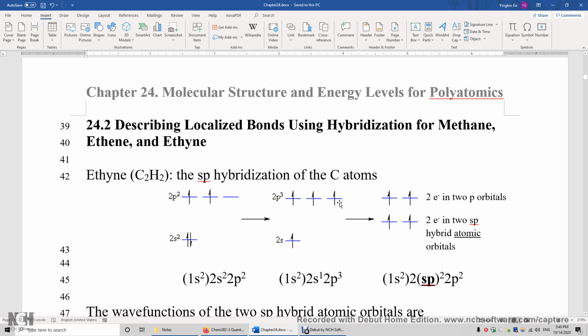Section 24.2. Describing localized bonds using hybridization for methane, ethane, and ethyne. So first, let's look at C2H2, ethyne.